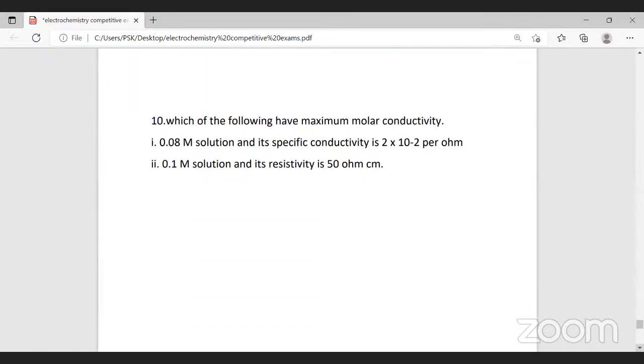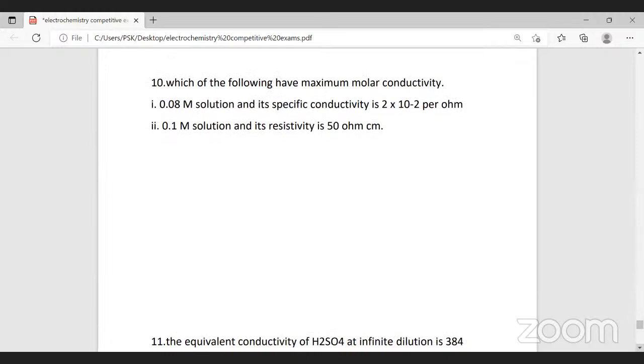Anyways, we'll see. Which of the following have maximum molar conductivity? The first one is a 0.08 molar solution, and its specific conductivity is 2 into 10 to the power minus 2 per ohm. The second one is a 0.1 molar solution, and its resistivity is 50 ohm centimeter inverse. They're asking which one has maximum molar conductivity.